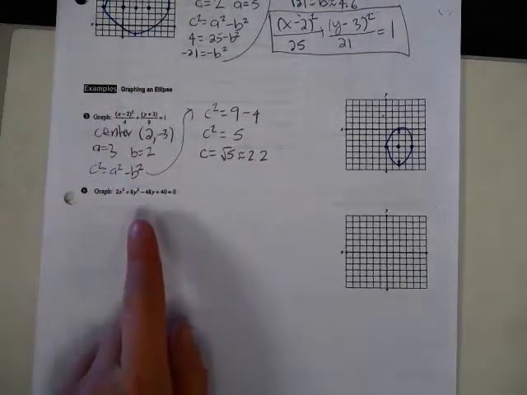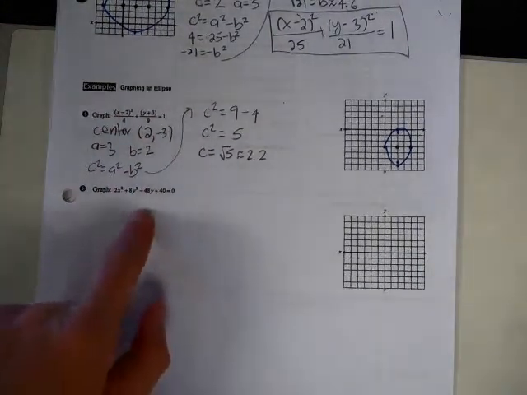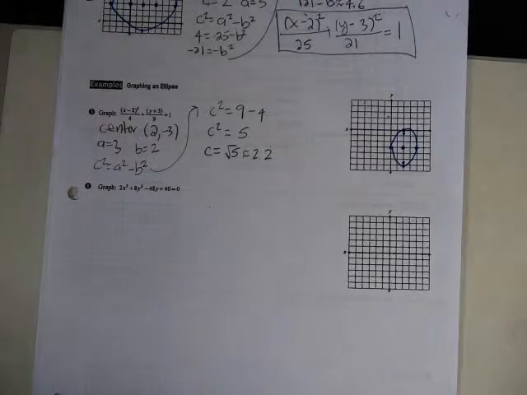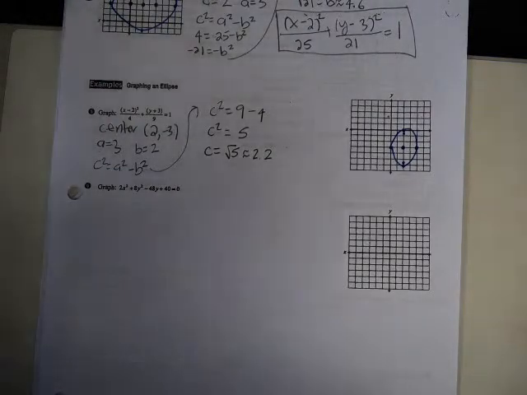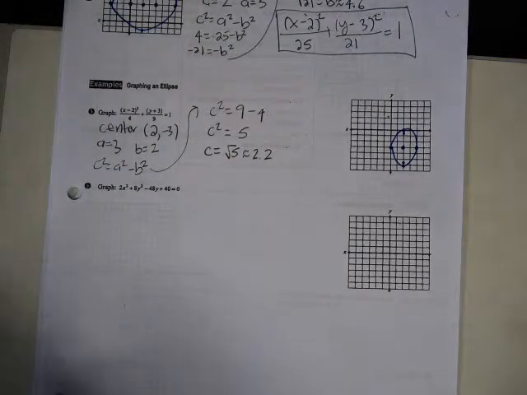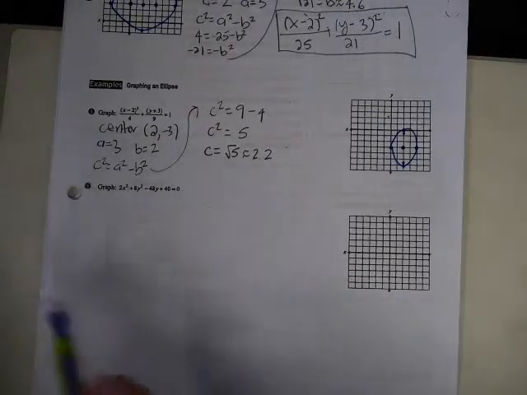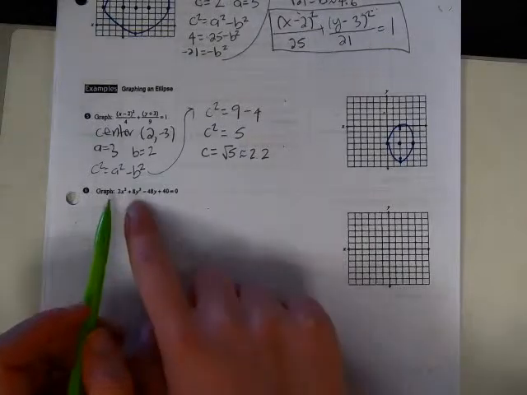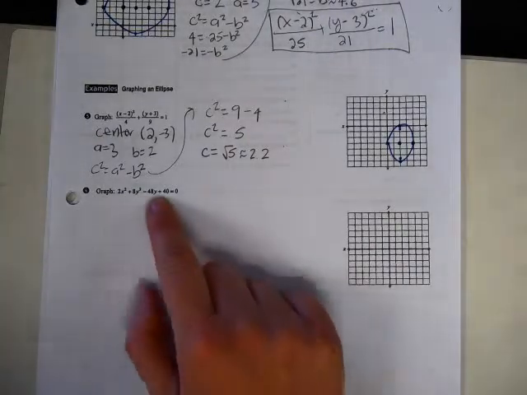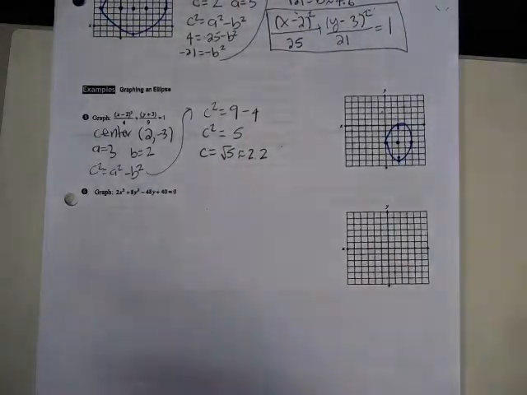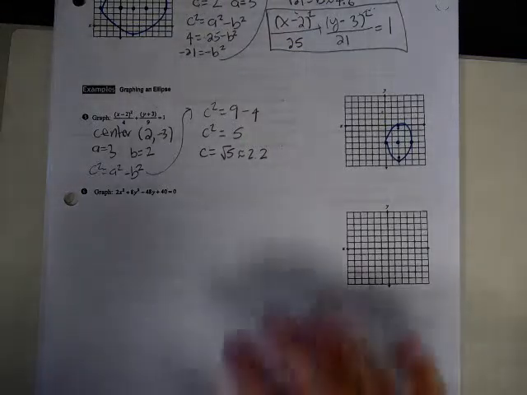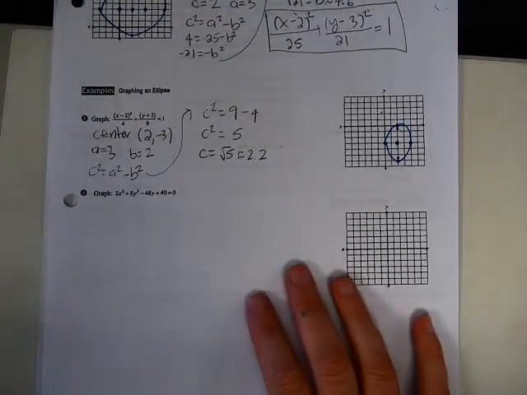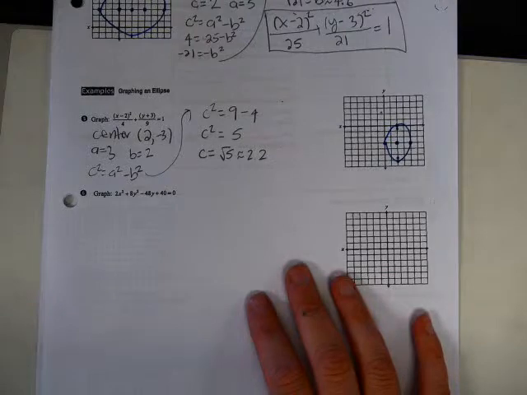So my next ellipse is not in the form I want. So I'm going to have to get this into this form. And since I have an x squared term, and I have a y squared term and a y term, I know I'm going to have to complete the square.